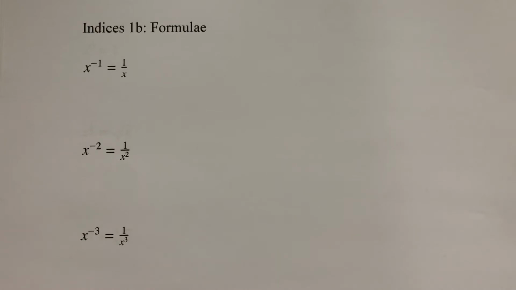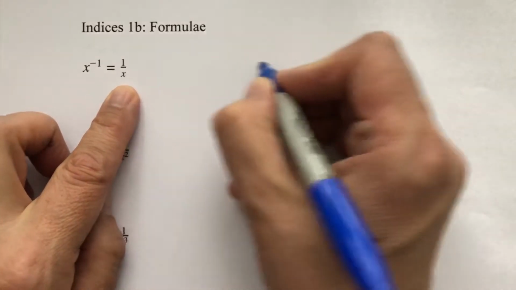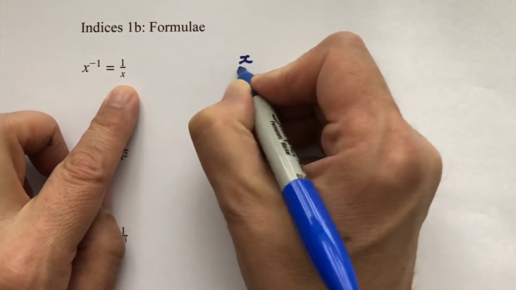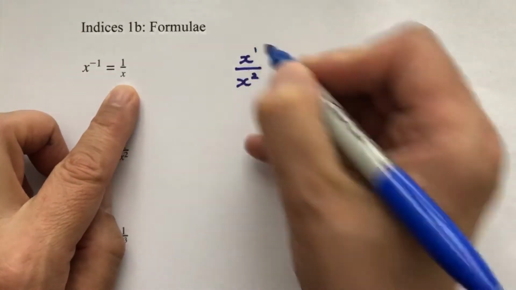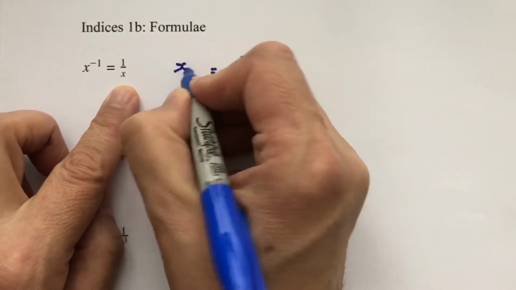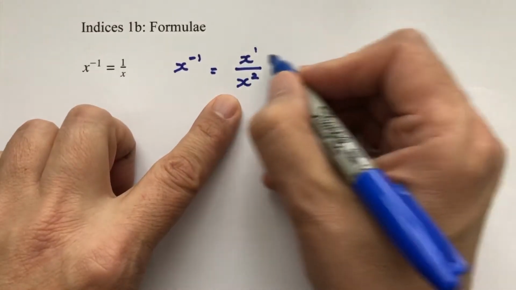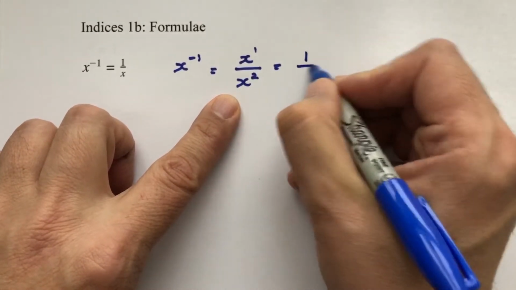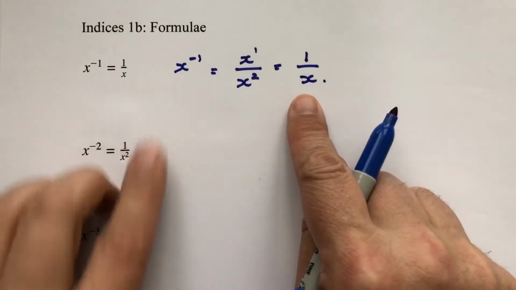So here we have x to the power of minus 1 is 1 over x. I'll just give you some example of how that would work if we had x divided by x squared. Well, that's x to the power 1, just x. And if we subtracted, we'd have x to the power minus 1. If we divide it down, we divide by x on the top, giving us 1, divide by x on the bottom, giving us that. So there's a proof of that formula.